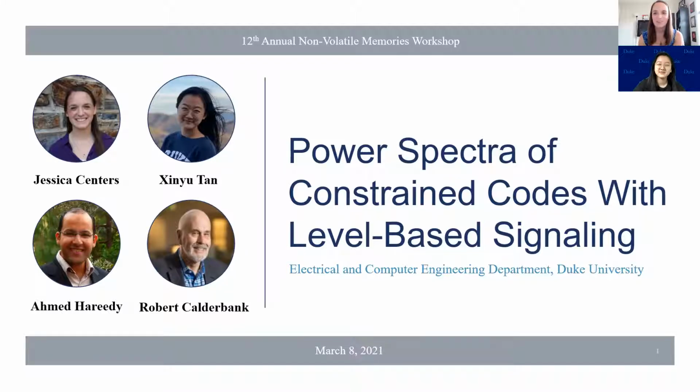My name is Jessica Sinners, and I'm a PhD student at Duke University. My name is Xinyu, and I'm a junior undergraduate student at Duke. Together with Ahmed Hareedy and Robert Calderbank, we're here to share with you the results of our research on calculating the power spectra of constrained codes typically associated with level-based signaling.